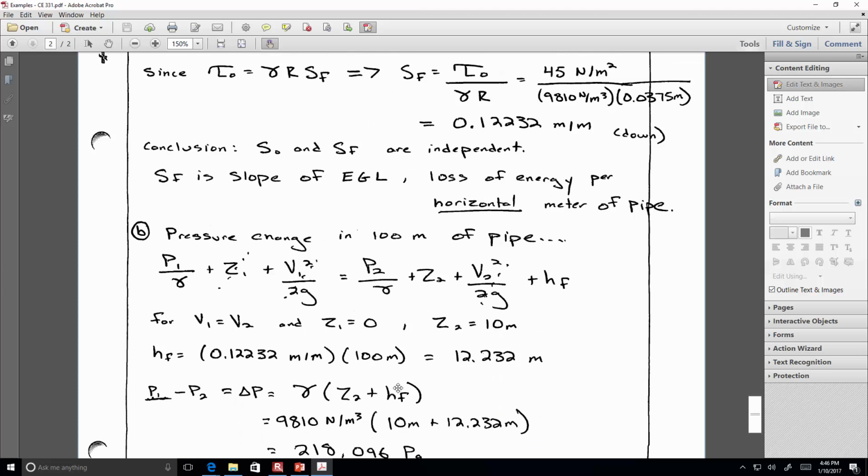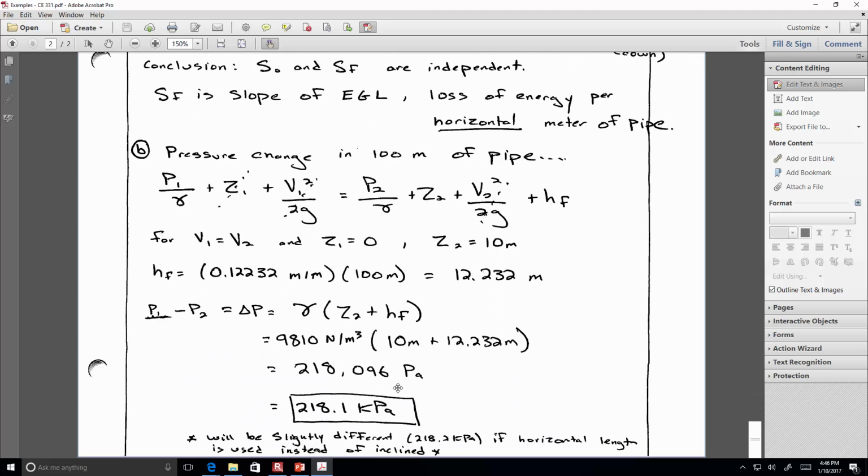Now, to calculate the pressure change in 100 meters of pipe, remember both the elevation is changing, but you're also having a pressure change due to the pipe friction. So here's the energy equation, and what I did is I said since the pipe diameter is the same, the velocity at any 2 points is going to be equal. That allows me to set V1 and V2 equal to each other, and I can just cancel that out of the formula entirely. The next thing is I'll let my vertical datum at location 1 be equal to 0.